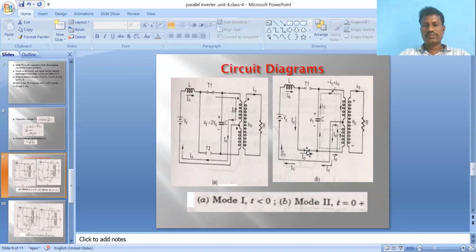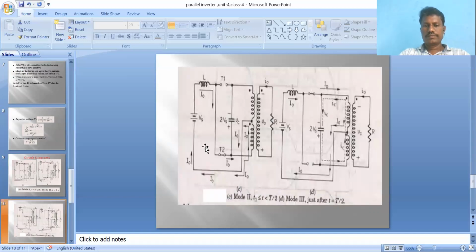by giving firing pulses to T2. T2 comes into conduction state. So once T2 turns on, the current I0 is equal to the source current, like this. In this case, the load voltage is negative. It is minus, it is plus. Here in this case, it is plus, it is minus. Load voltage is positive. That is the mode 2 case.